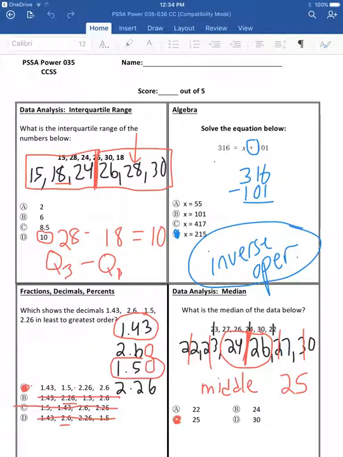Now, before you put this back in the hand-in folder, make sure you write any notes that you need on the other side so that tomorrow you don't get these wrong.